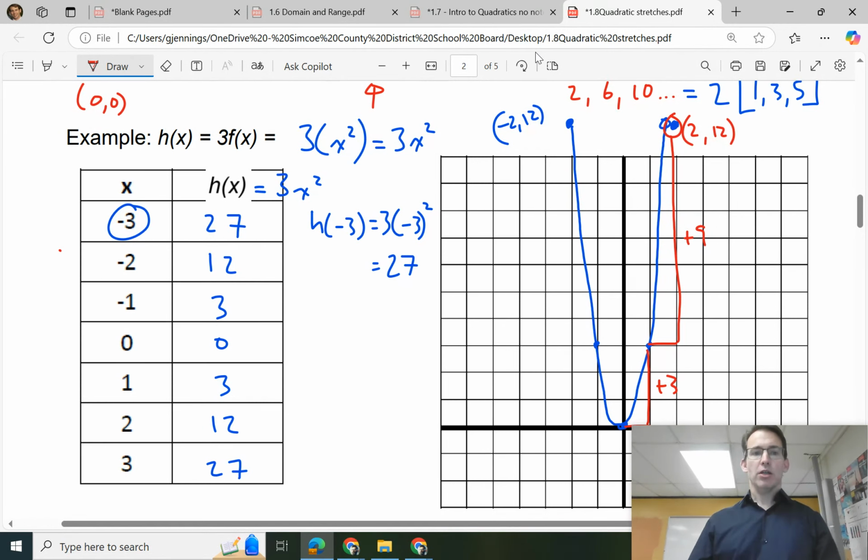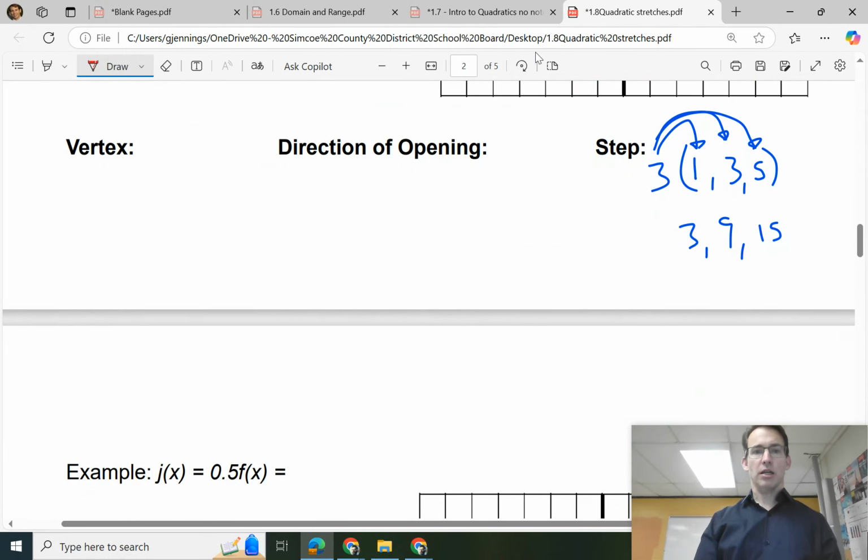Still the same. So that way you can bypass making tables of values if you want, if you know how the original x squared function has been deformed by that multiplication. Okay? So the vertex, I mean, it didn't change. It's been 0, 0 all day, and the direction of opening is still up.